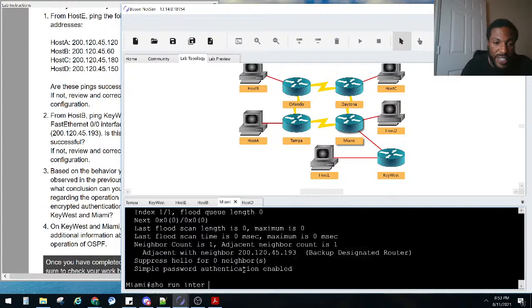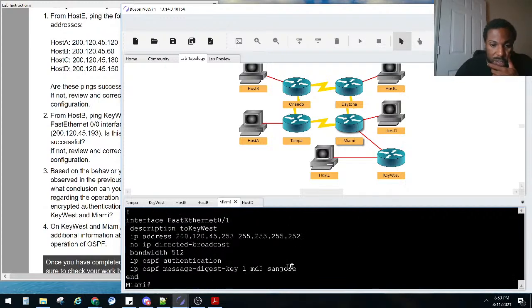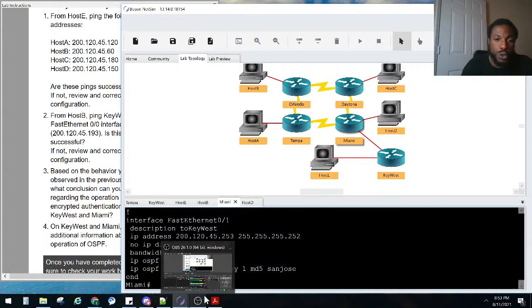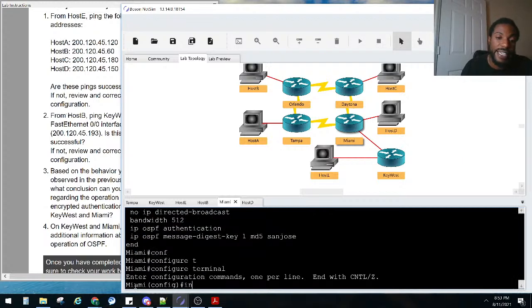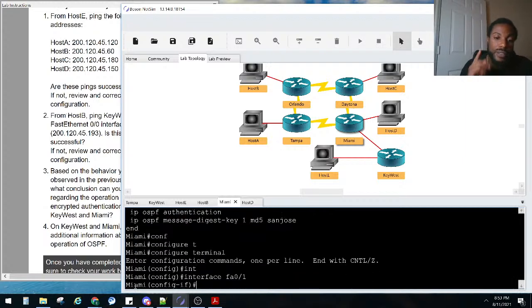So run interface FA0/1. What do we have? MD5 right there. Interesting. I thought it would have said something different, like MD5 or encrypted. Can't remember. You know what? Let's go back to FA0/1. And I think we're missing another password. That's what it is. We don't want to do authentication like that. I think that's the keyword we need to remove. So interface FA0/1. It's a good thing we verify, right?